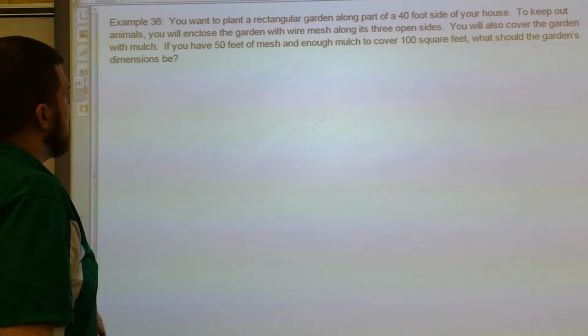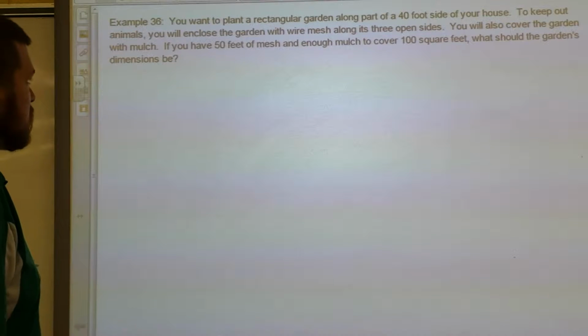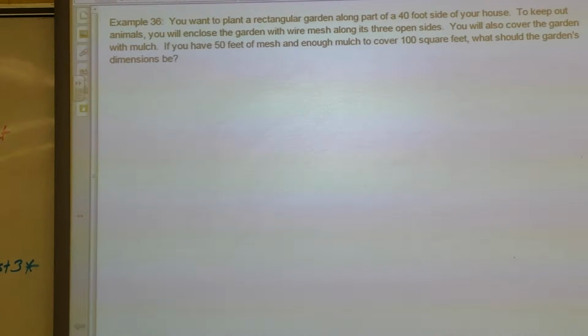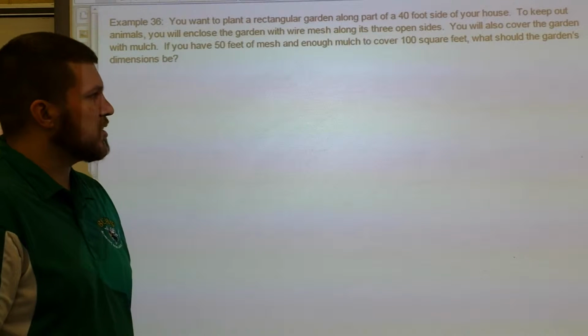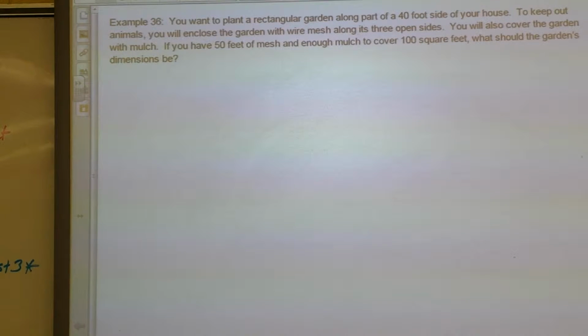So one last example, this is example 36. We want to plant a rectangular garden along part of the 40-foot side of your house. To keep out animals, we're going to enclose the garden with a wire mesh along 3 open sides. You also cover the garden with mulch. If you have 50 feet of mesh and enough mulch to cover 100 square feet, what should the garden's dimensions be? This is a pretty complicated problem.